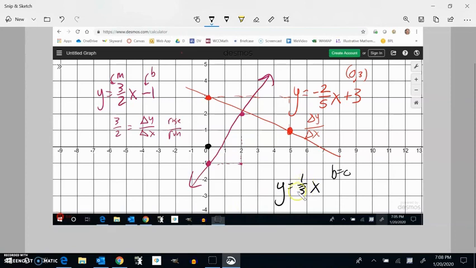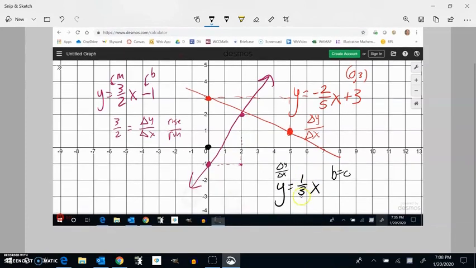And then the slope is this 1/3. Change in y over change in x. So over 3, up 1. So 1, 2, 3, up 1. There it is. Draw a straight line through those, and I'm good to go.